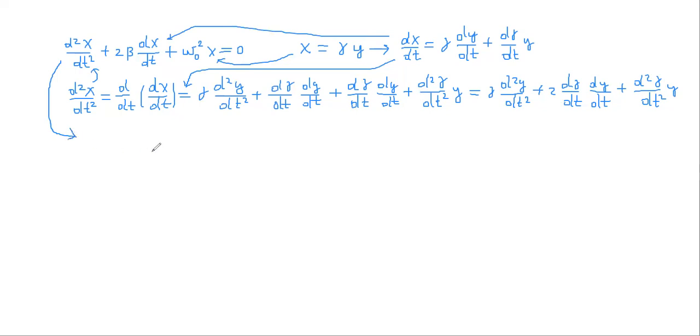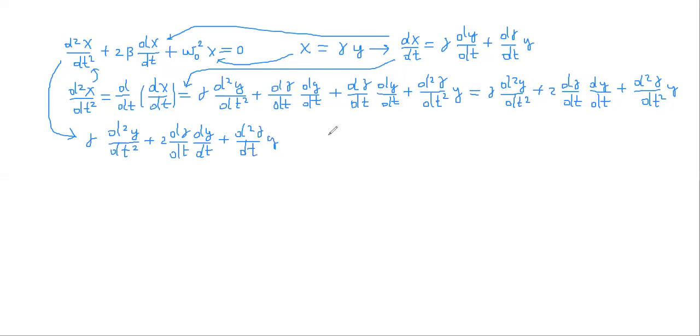So from here we have that this will be gamma d2y by dt2, plus 2 dgamma by dt times dy by dt, plus d2gamma by dt2 times y.